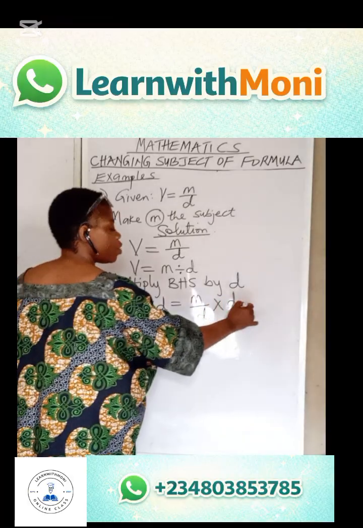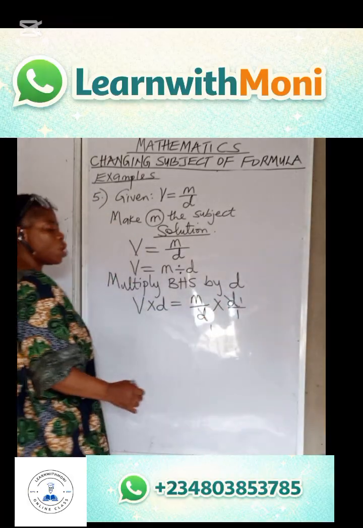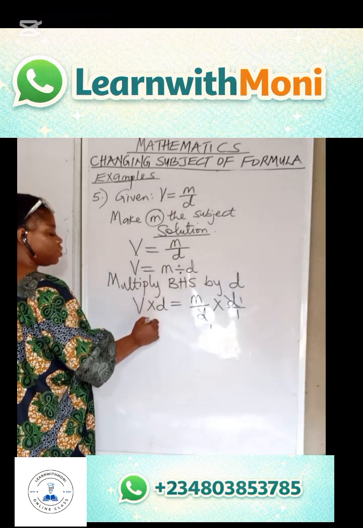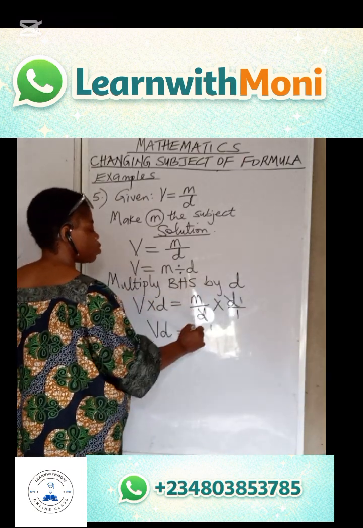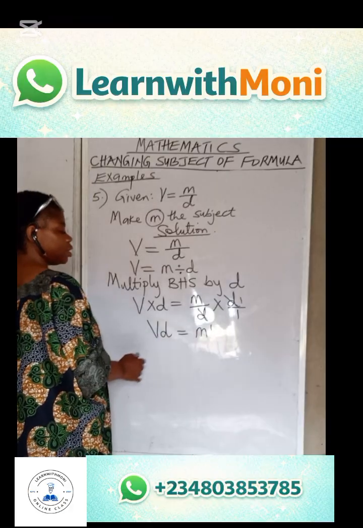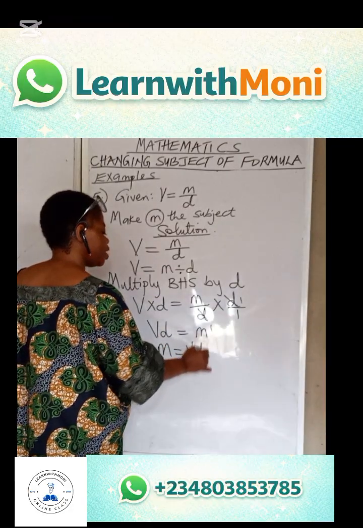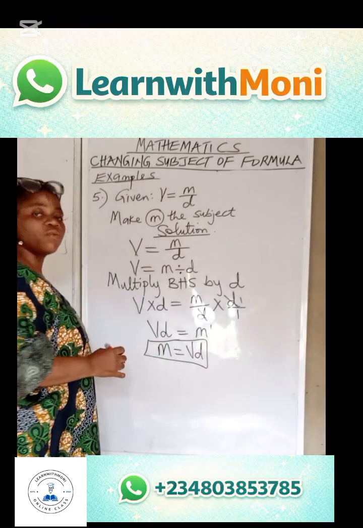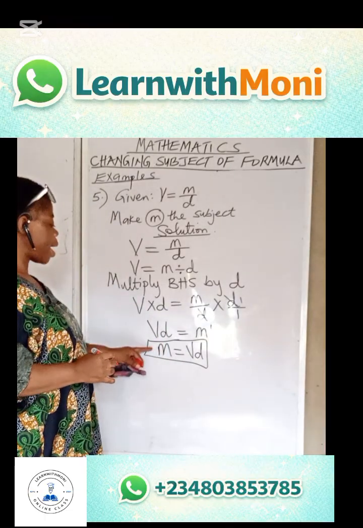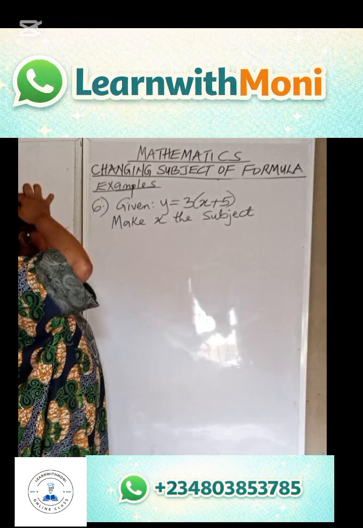This is D over 1. So D cancels out D once. So V times D, that is VD, equals M times 1, which is M. This means that M equals VD, and we have been able to change the subject of the formula to M, like that. This is another example.